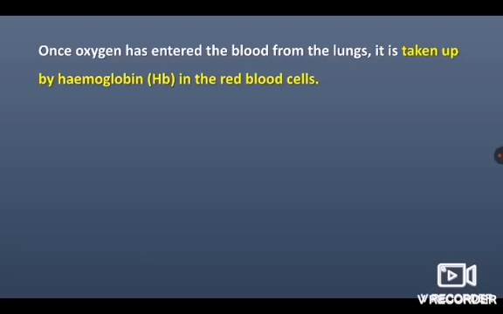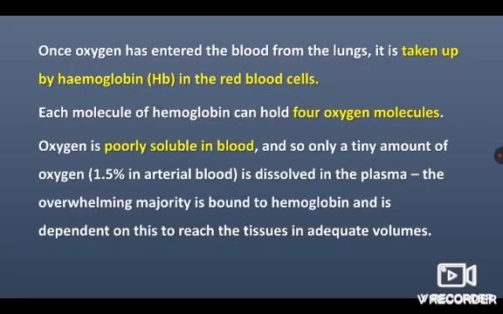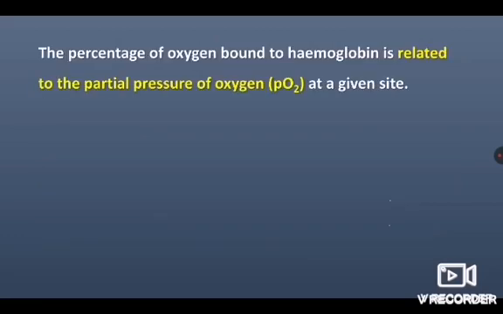Once oxygen has entered the blood from the lungs, it is taken up by hemoglobin in the red blood cells. Each molecule of hemoglobin can hold 4 oxygen molecules. Oxygen is poorly soluble in blood, and so only a tiny amount of oxygen, that is 1.5% in arterial blood, is dissolved in the plasma. The overwhelming majority is bound to hemoglobin and is dependent on this to reach the tissues in adequate volumes.